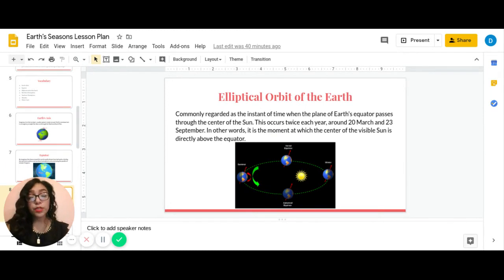The elliptical orbit of the Earth. The elliptical orbit of the Earth is commonly regarded as the instant of time when the plane of the Earth's equator passes through the center of the Sun. It is the moment at which the center of the visible Sun is directly above the equator, and that's where the seasons occur, depending on the phase and location where we're at.